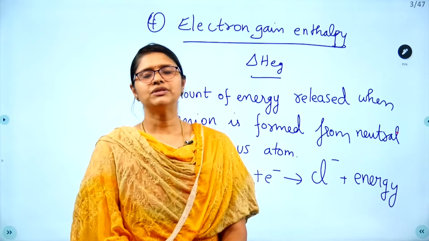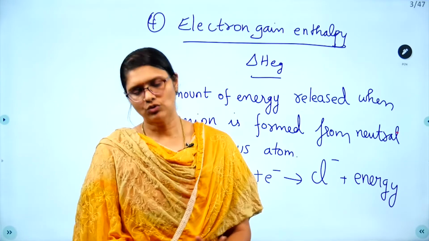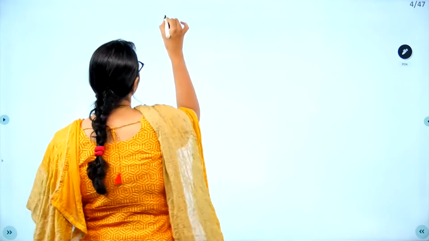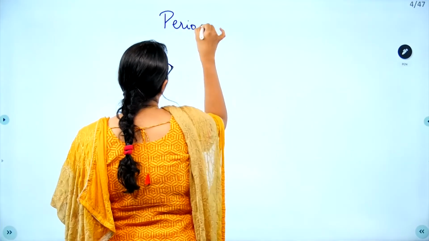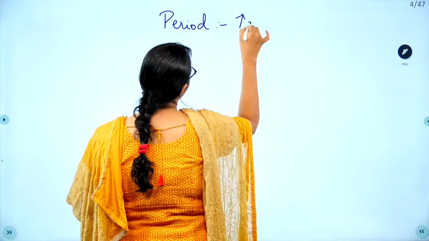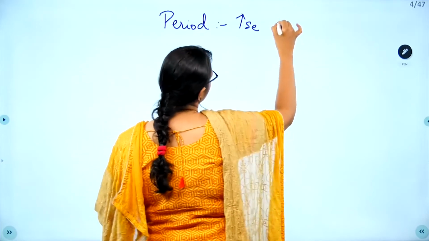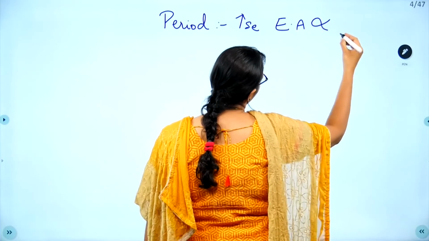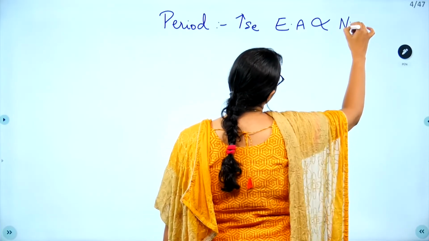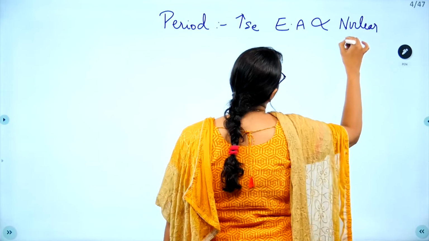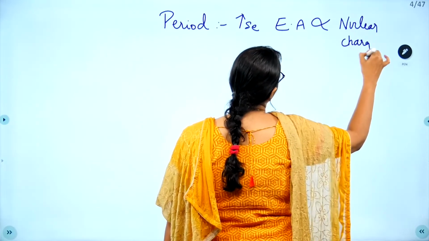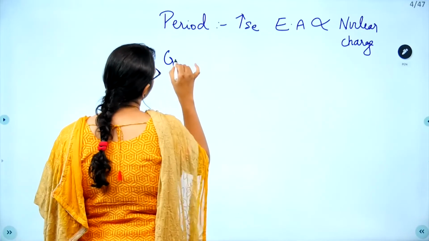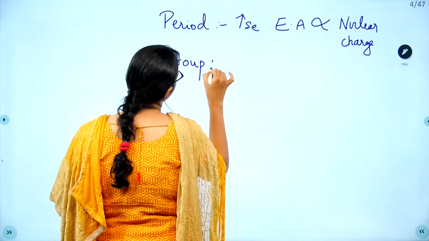So now what happens to the electron gain enthalpy when you go along the period? Going along the period, the electron gain enthalpy will increase. Again the same reason: electron gain enthalpy is directly proportional to nuclear charge. So going along the period it increases and going down the group it will decrease.